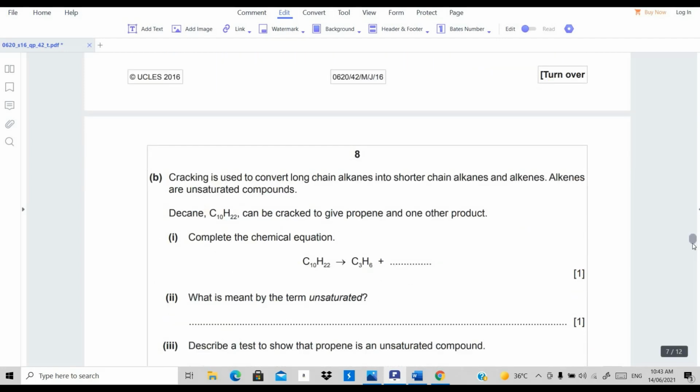Cracking is used to convert long chain alkanes into shorter chain alkanes and alkenes. Alkenes are unsaturated compounds. Decane, C10H22, can be cracked to give propane and one other product. Complete the chemical equation. Whenever they give you this type of question, they give you one reactant, which decomposes into one product and one more product which we don't know. So how will we find it? This product is a hydrocarbon, but we don't know the number of carbon atoms.